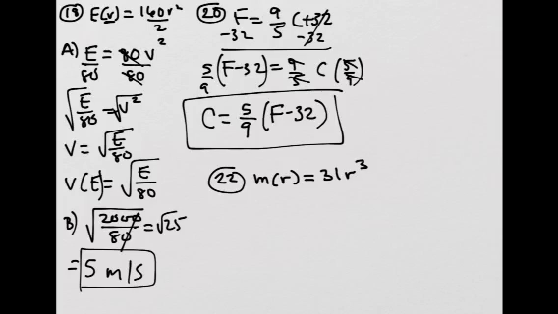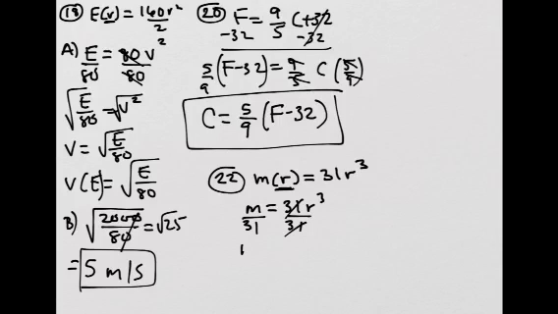Okay, so for 22, they want you to find the radius of the ball, of the sphere, in terms of its mass. So we want the inverse of this function. So again, remember, when we're dealing with real life problems, we're going to eliminate that for now and put m by itself. And so we're going to divide by 31 because we want r by itself.